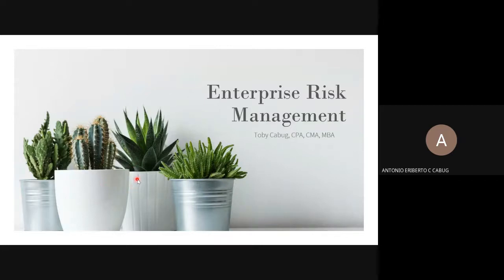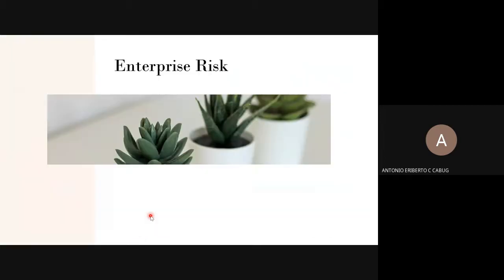Today, we're going to talk about enterprise risk management. It's enterprise risk management. Okay? So we have to define risk in the start before we can have a meaningful discussion of what enterprise risk management is all about. Enterprise risk. What is enterprise risk?